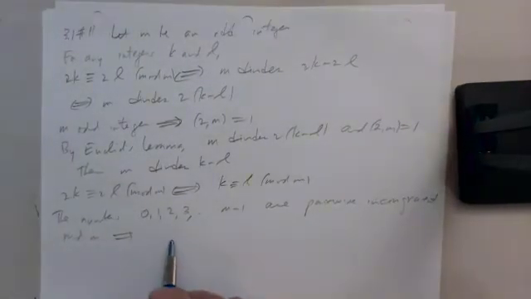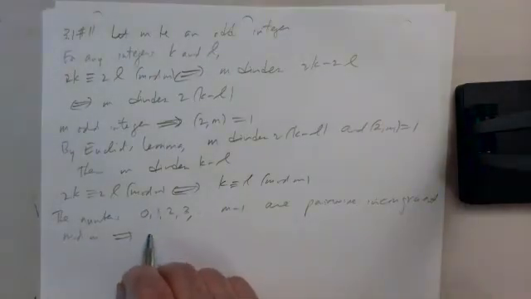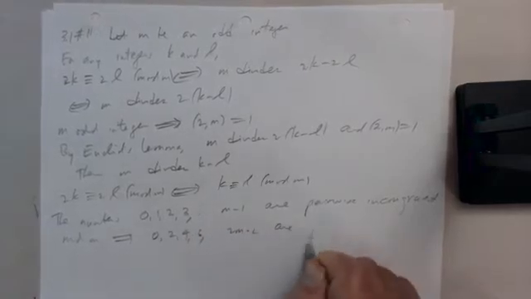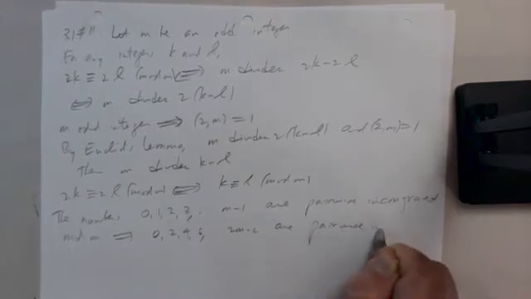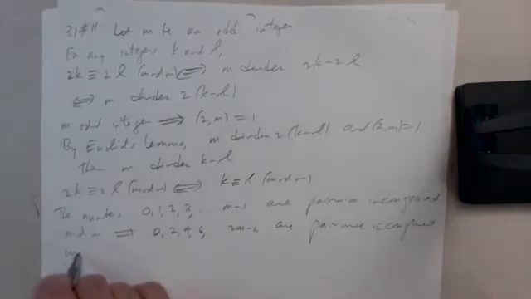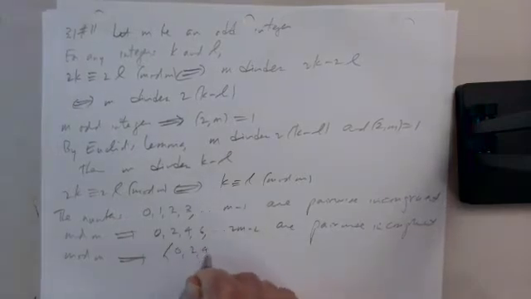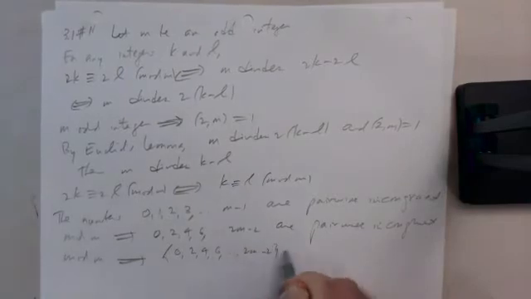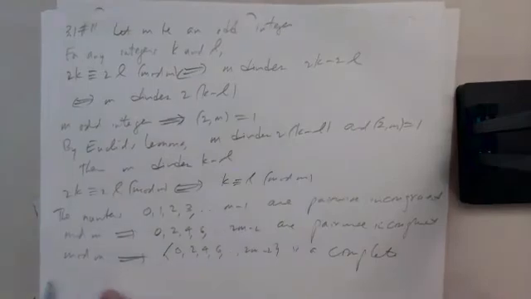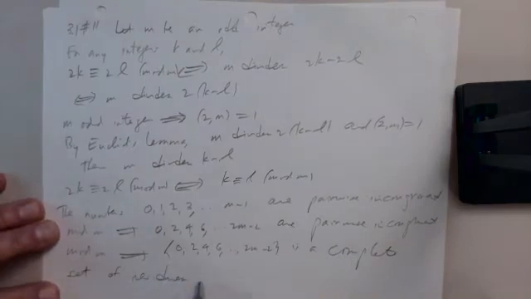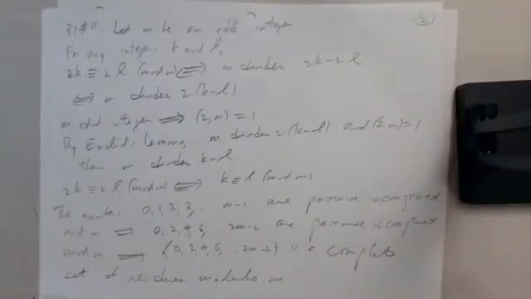And since these are pairwise incongruent mod m, it follows that if you multiply by 2, 0, 2, 4, 6, up to 2m minus 2 are pairwise incongruent mod m, and there only are m different congruence classes mod m, so this set of even integers is a complete set of residues modulo m. That's the proof.